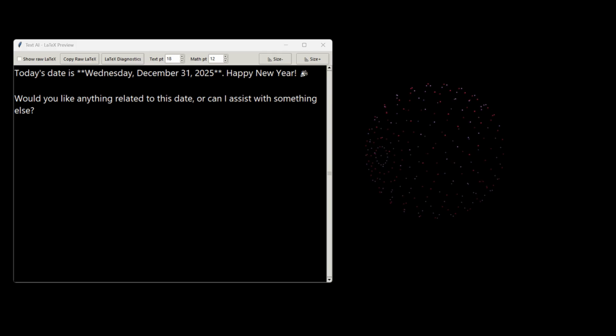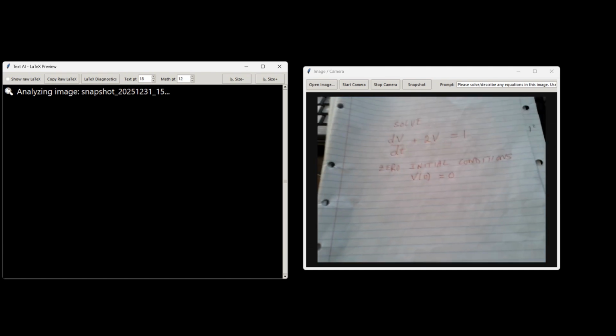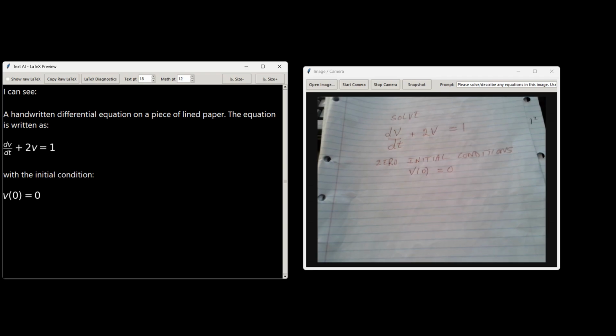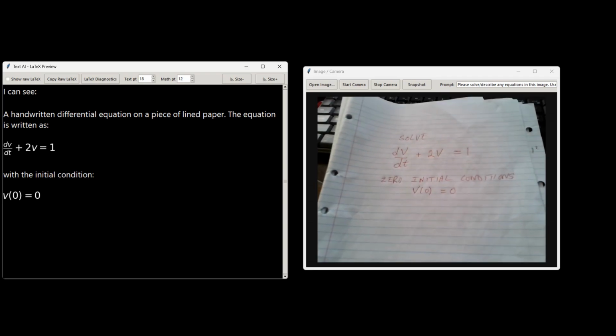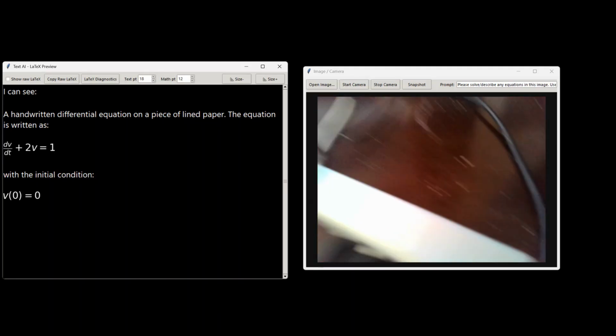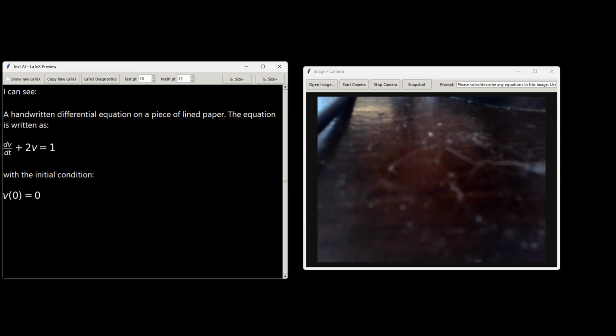No, let's just get on with the demos. What do you see? I can see a handwritten differential equation on a piece of lined paper. The equation is written as dv over dt plus 2v equals 1 with the initial condition v(0) equals 0. Solve the equation.